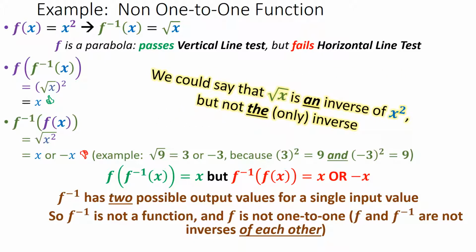Now in terms of taking inverses, we can say that the square root of x is an inverse of x squared, but not the only inverse, because we're going to get positive and negative answers going in the other direction.